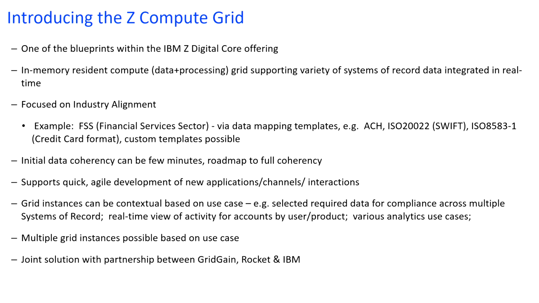So we're introducing something in partnership with GridGain, as well as another partner that we have for IBM Z, called the Z Compute Grid. Our partners in this regard are GridGain as well as Rocket Software. This is one of the blueprints that we're focusing on for our work with clients to help transform and modernize their environments. It's an in-memory resident compute grid. That means it's data plus processing, not just raw data. It's really focused on a tight integration with the systems of record and making that efficient, but providing the right sets of interfaces upward as we move through the various agility layers.